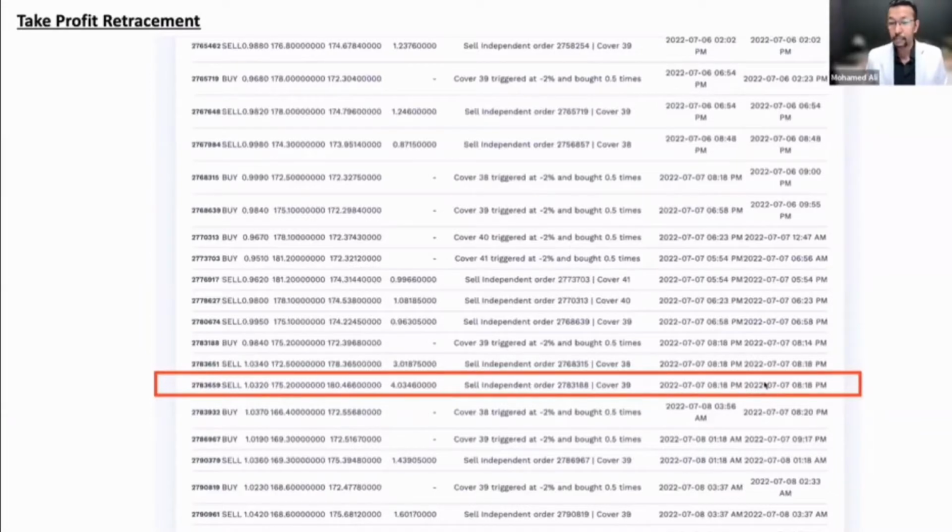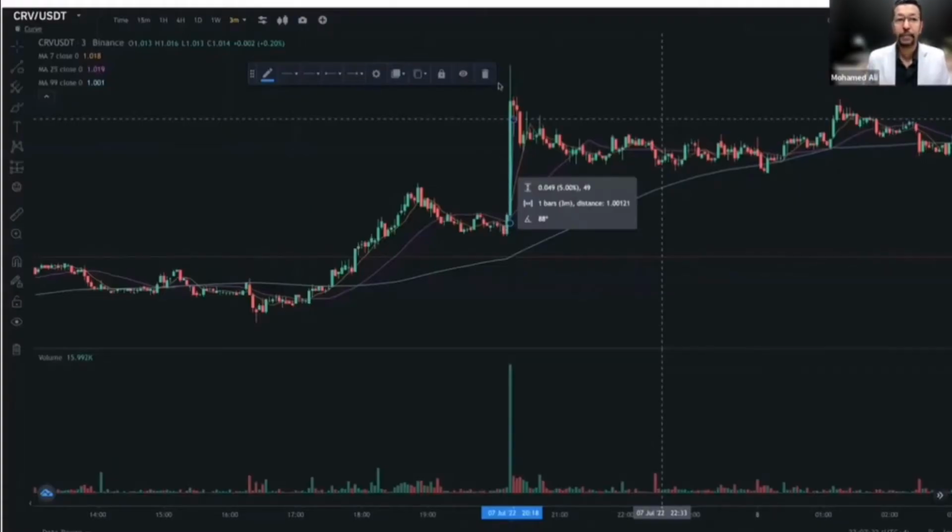This trade was closed on 7th of July at 8:18 p.m. And you can go back to the live chart and see that on your own eyes. And this trade started on the same day, 7th of July, at 8:14. So it's just a matter of 4 minutes and it closed with more than 5% profit because the market just jumped up. This is a 3-minute candle view.